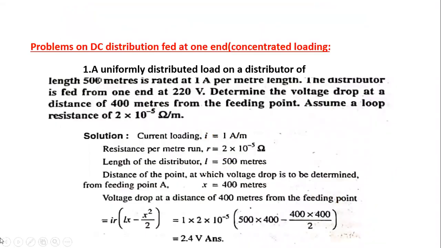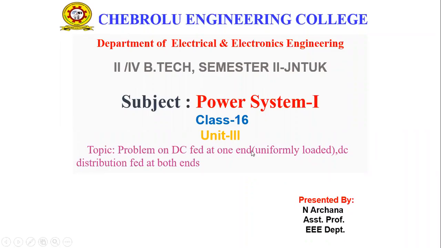Today we are going to discuss problems on DC distribution fed at one end that is uniformly loaded. In the previous class, we discussed the derivation for DC distribution fed at one end, uniformly loaded. In the present class, we are solving some problems related to DC distribution fed at one end for uniformly loaded, and also DC distribution fed at both ends, and we also derive the equations for the DC distribution fed at both ends.